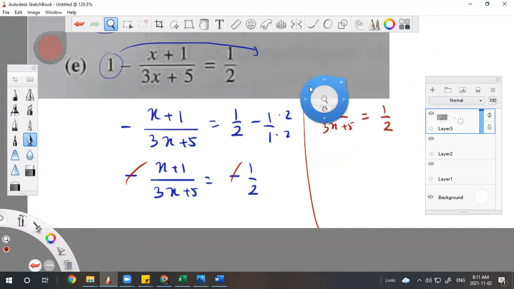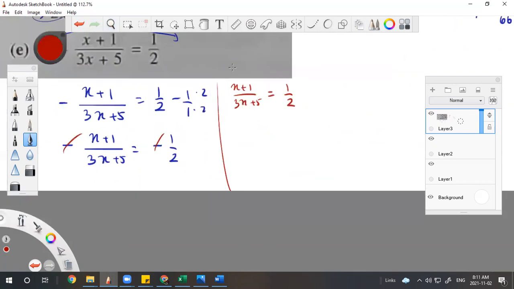Karin, is it answering your question? Yes. Okay. So ini 2 x plus 1, 1 times anything is the number itself. So I don't have to put 1 at all.